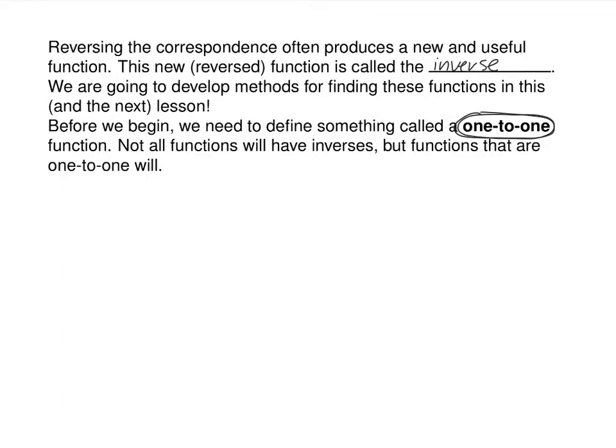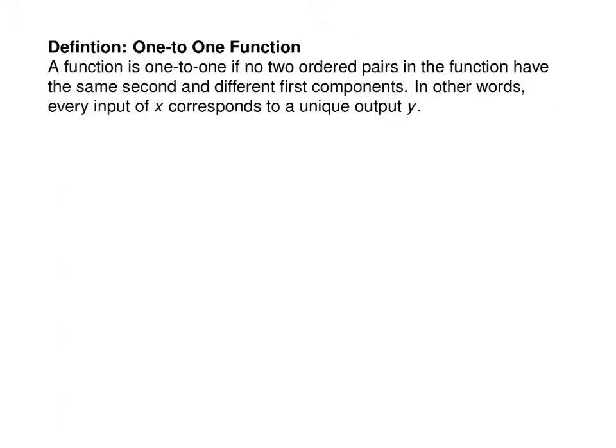So here's what the definition of a one-to-one function is. A function is one-to-one if no two ordered pairs in the function have the same second and different first components. So what one-to-one means is that one x goes to one y. You can't have two x's going to the same y. Does that make sense? So that's what one-to-one means, one x to one y.